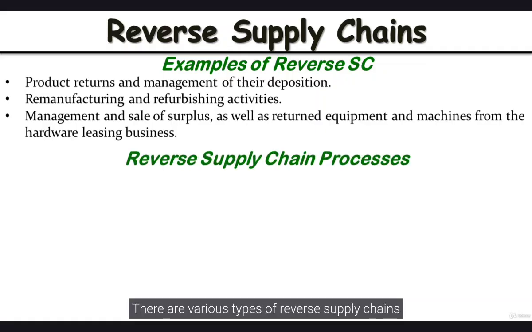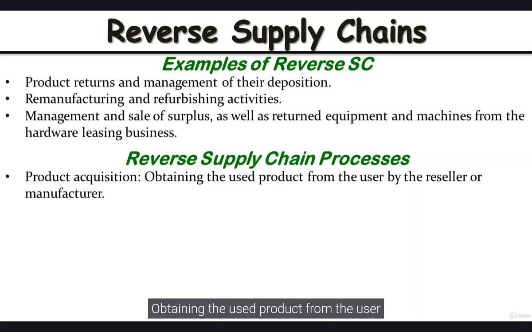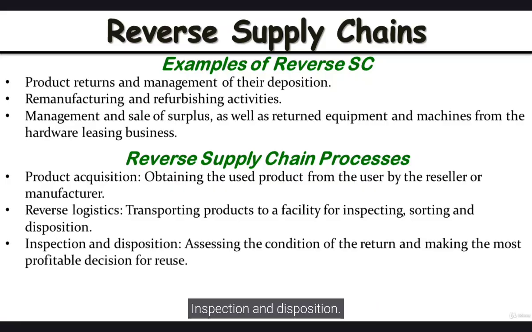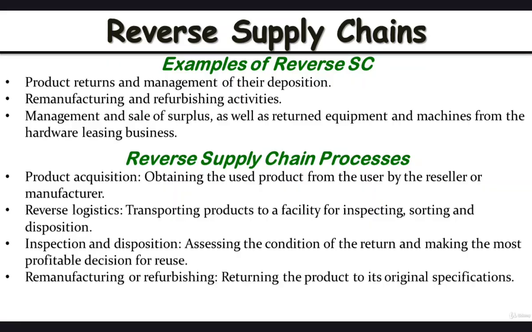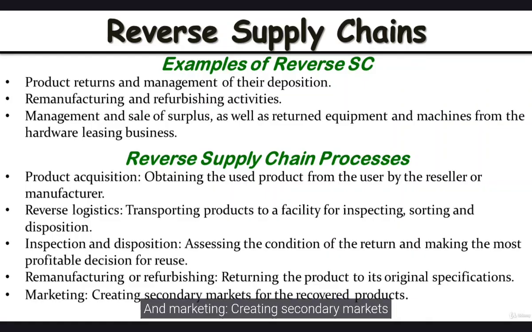Reverse supply chain processes. There are various types of reverse supply chains, and they arise at different stages of the product cycle. However, most return supply chains are organized to carry out 5 key processes. Product acquisition, obtaining the used product from the user by the reseller or manufacturer. Reverse logistics, transporting products to a facility for inspecting, sorting, and disposition. Inspection and disposition, assessing the condition of the return and making the most profitable decision for reuse. Remanufacturing or refurbishing, returning the product to its original specifications. And marketing, creating secondary markets for the recovered product.